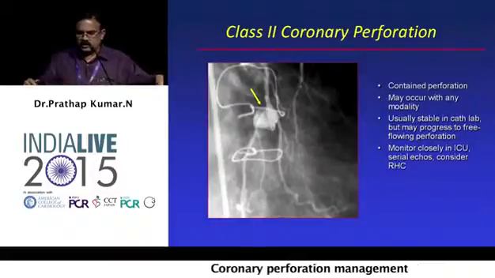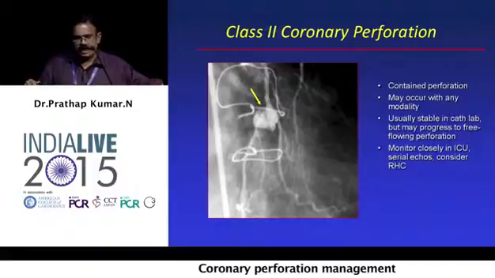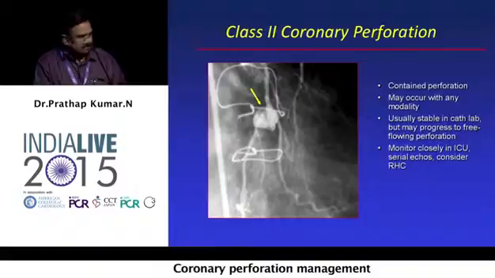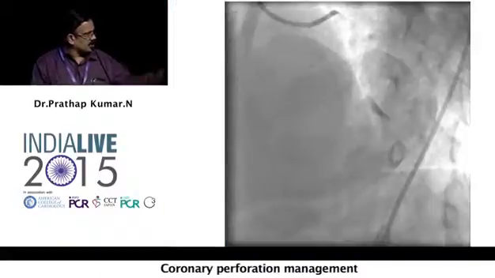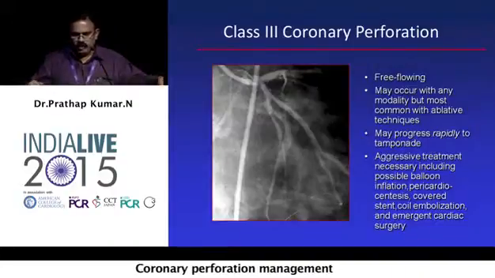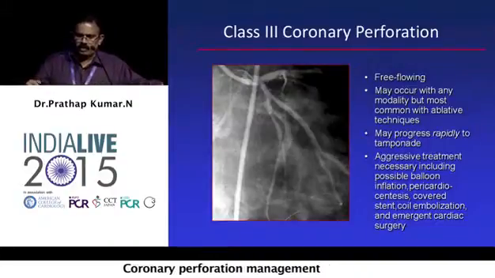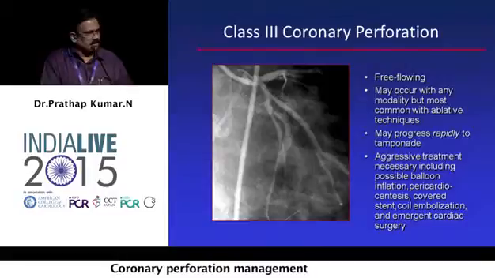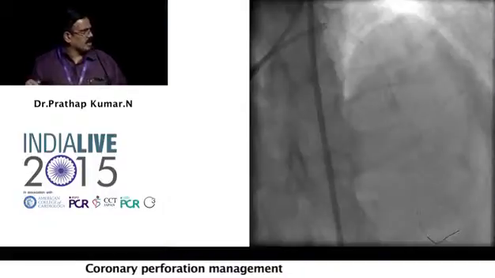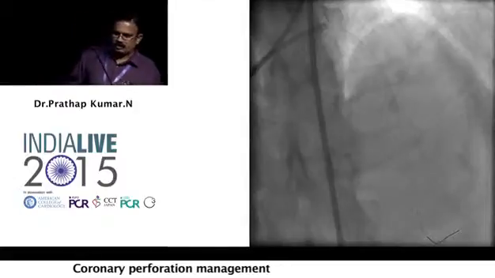Type 2 is actually the contained perforation, may occur with any modality, usually stable in the cath lab, but may progress to free-flowing perforation. This will be a type 2 perforation. Class 3 perforation is free-flowing, may occur with any modality, but most common with ablative techniques, and may progress rapidly to tamponade. This will be one of the common type 3 perforations.